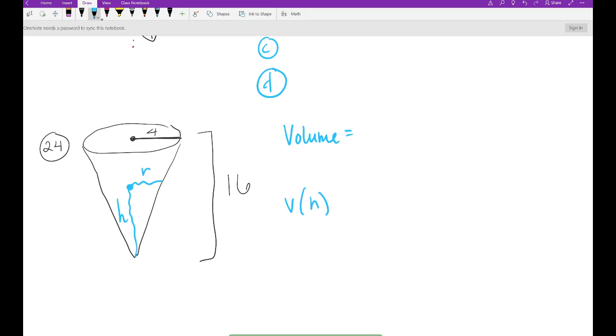Okay. Volume formula of a cone is 1/3. It's definitely 1/3. 1/3 of what, by the way? Okay, good. Pi times r squared times height. Beautiful.